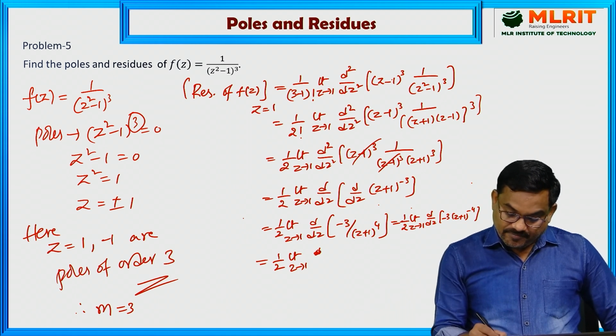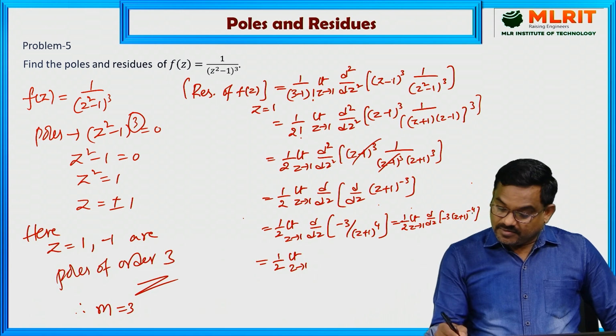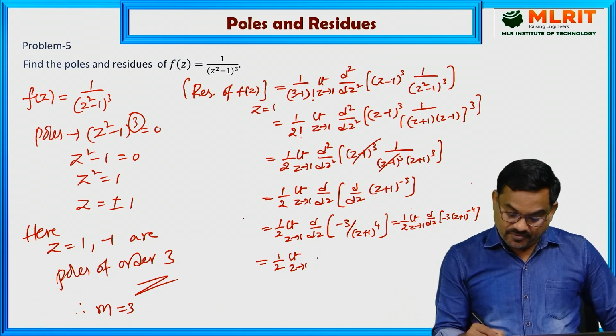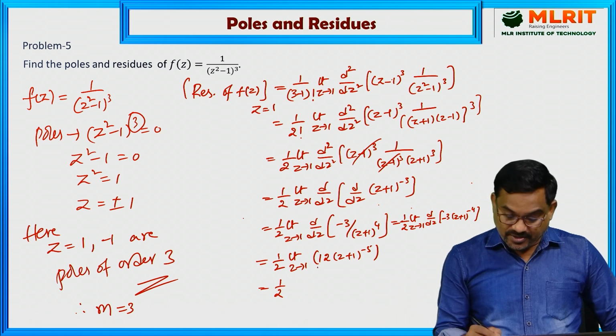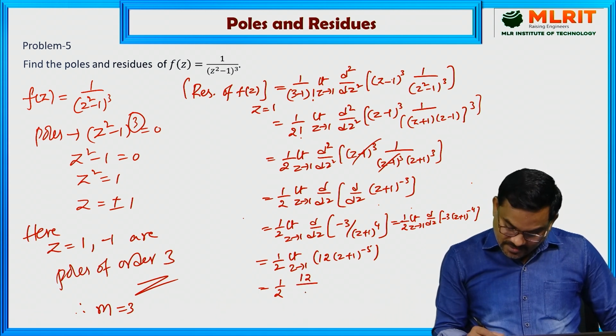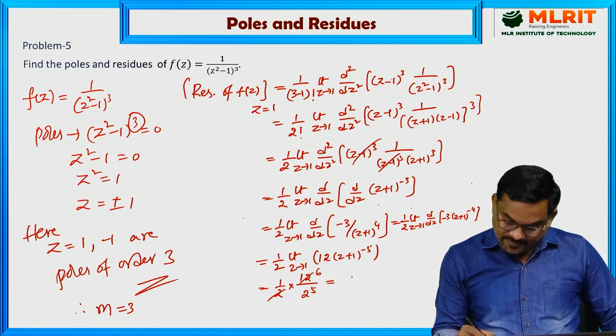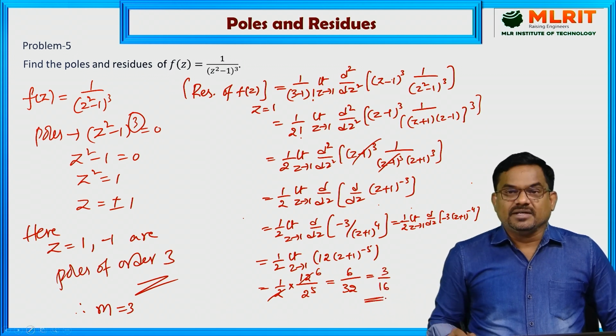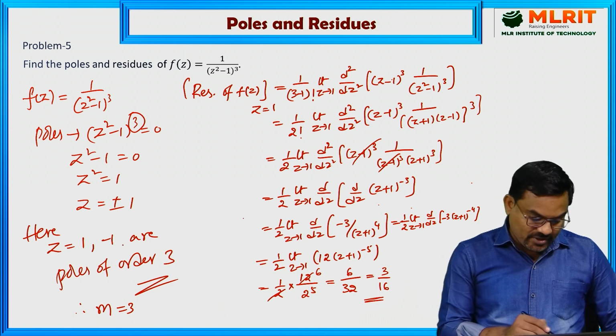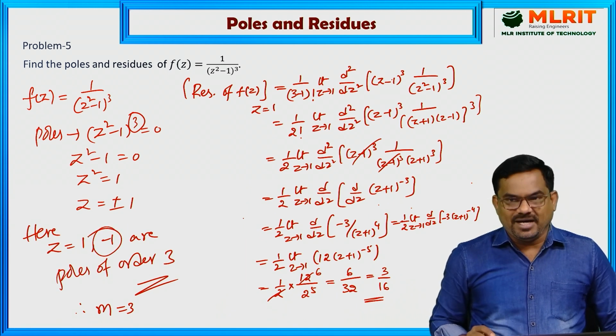This again gives minus 4 into minus 3, which is 12, into (z plus 1) power minus 5. So half into, let us apply z tends to 1, 12 by 2 power 5. So this is 6 times, 6 by 32, so 3 by 16. Similarly, we need to calculate the residue corresponding to the pole z equal to minus 1 also.